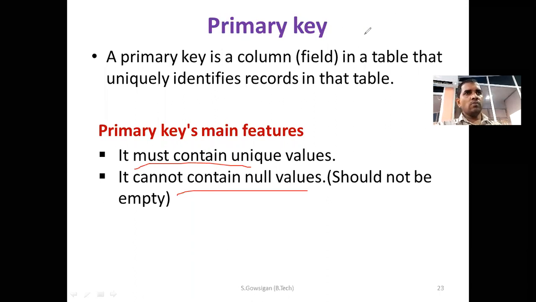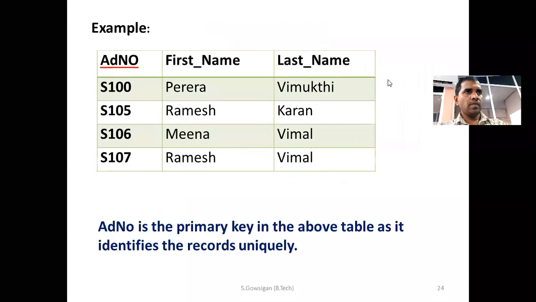Okay, right. Now come to the table. In this table, the admission number can be selected as primary key. Why? It has both requirements, both eligibilities. Does it have unique data? Yes, look here, S100 will never be repeated.